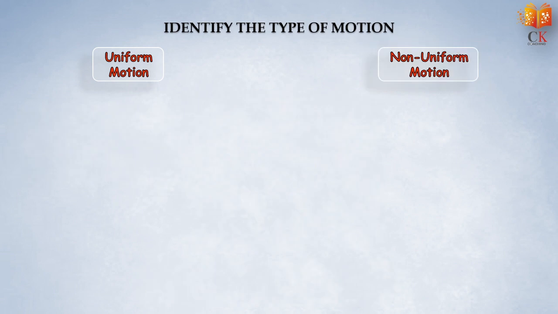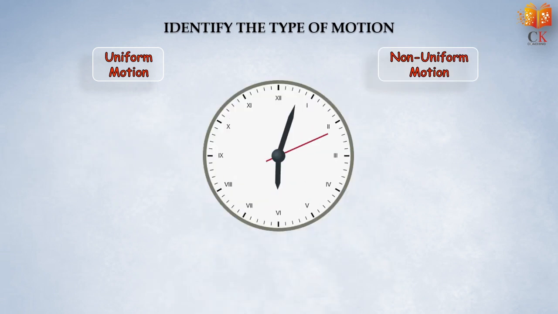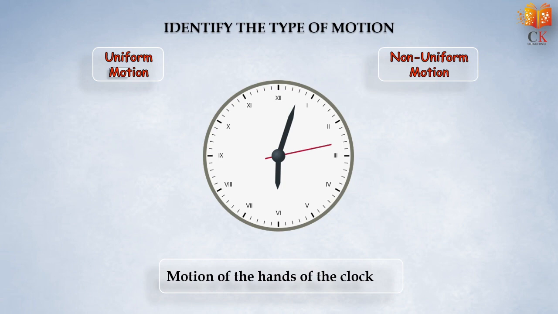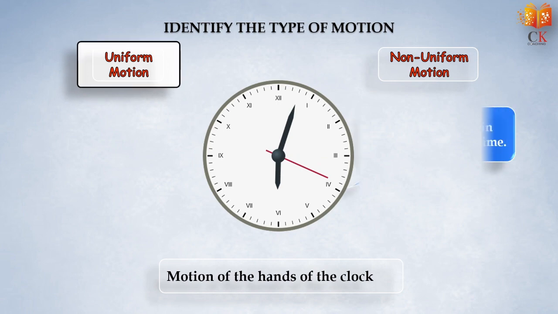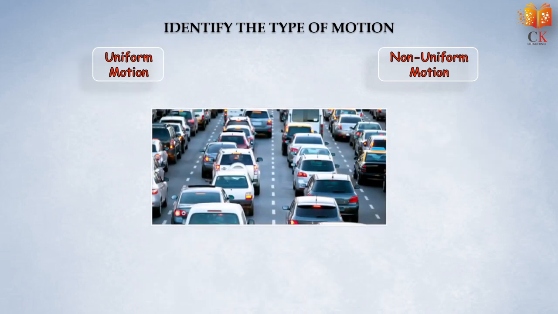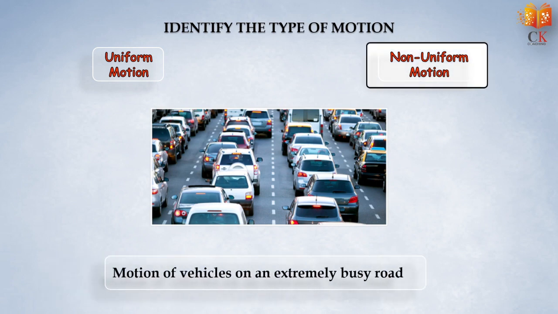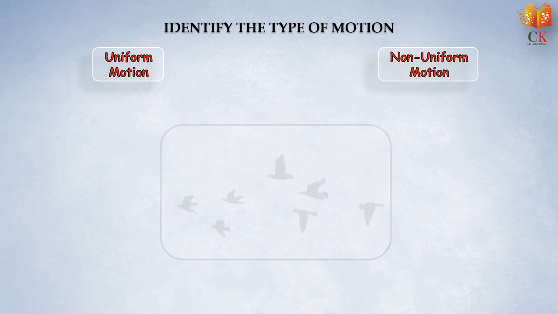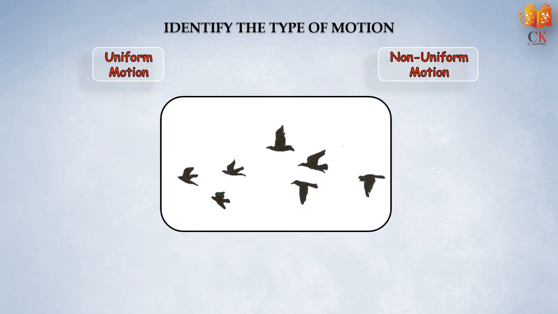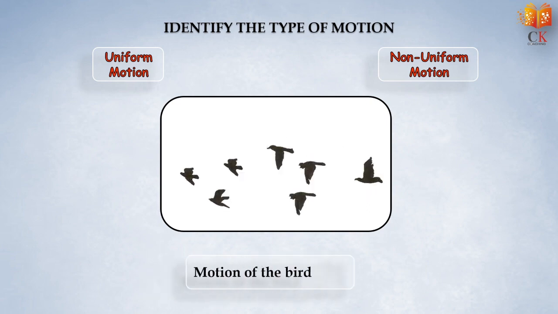Again, coming back to the clock, if you see the motion of the hands of the clock, it is covering equal distances in equal time intervals, henceforth it's a uniform motion. Next, if you look around at the vehicles moving in traffic, they have to cover unequal distances in an equal interval of time, henceforth this is an example of non-uniform motion. If you see the birds flying in the sky, again they cover unequal distances in an equal interval of time. It is a non-uniform motion. So henceforth we have defined what is uniform motion and what is non-uniform motion.